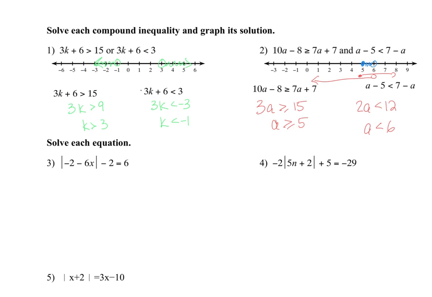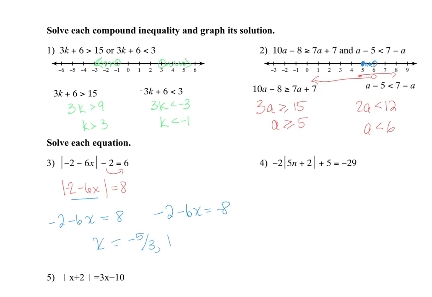For absolute value, you want to get the absolute value by itself first. So move anything out of the way. And then set up two equations. Just exactly what is inside equals what's on the outside, and exactly what is inside equals the opposite or the negative. Solve, you're going to get two answers here. So we're going to solve exactly the same way. You're going to get two answers.